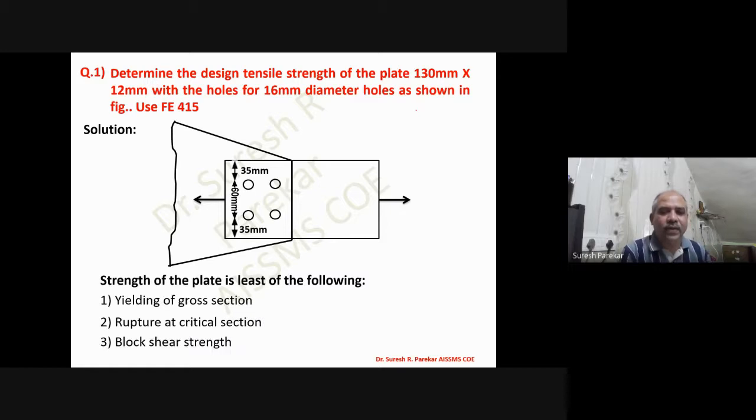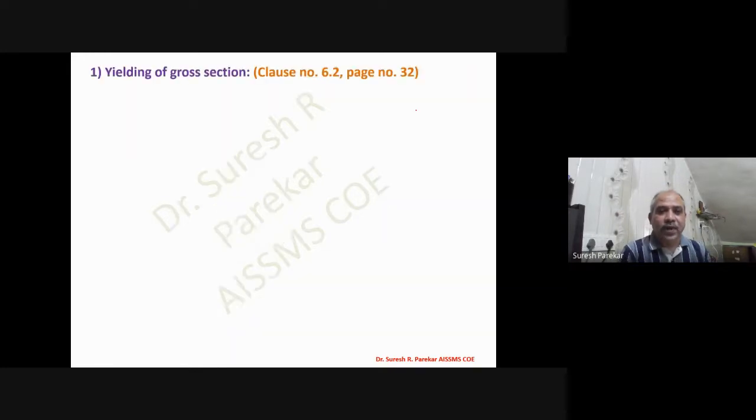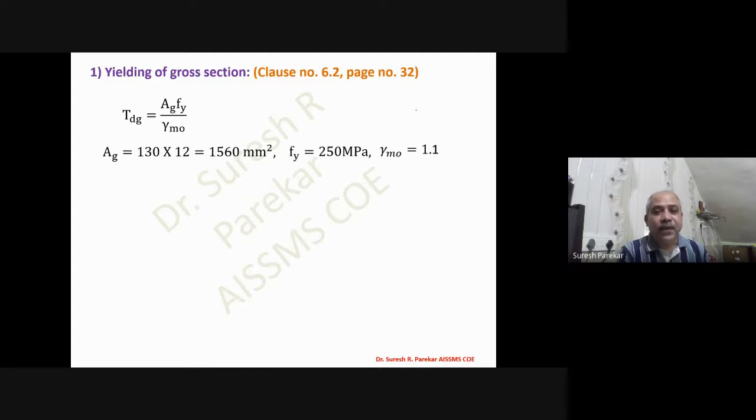And then we have seen we take the minimum of the three: yielding, rupture, and block shear. First we go for yielding of the cross section, which is TDG, that is Ag Fy upon gamma m0. Ag we know is 130 into 12, which is 1560 mm square. Fy we know, gamma m0 from table 5, and that will give us the value 354.54 kilonewton, which is the first one.